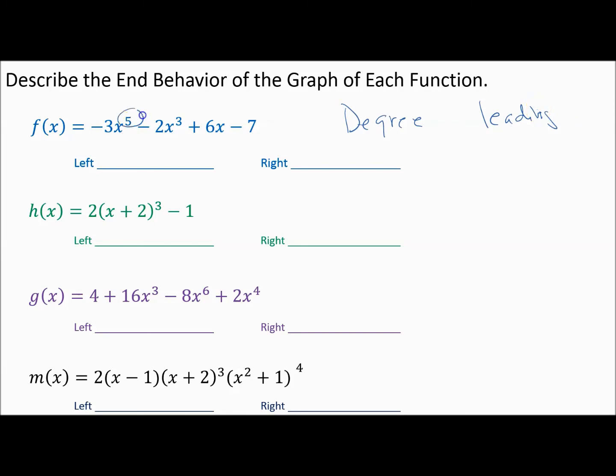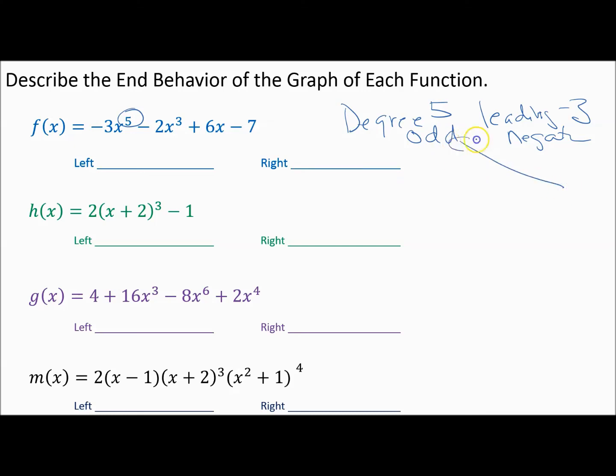Well, the degree is the highest exponent, so check all your terms. Yes, 5 is the highest exponent, so it's a degree 5. And the leading coefficient is the coefficient of the term that gives you the degree, okay? And we have an odd degree and a negative leading coefficient. And remember, odd means opposite, so the left and right are pointing in opposite directions. Negative means it's like a decreasing graph.